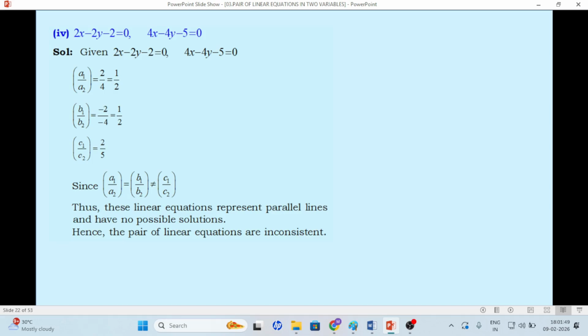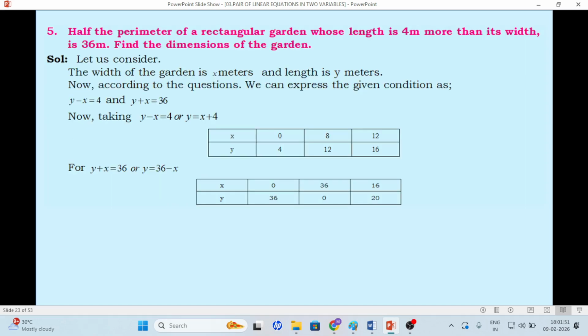These types of questions we are going to discuss. Half the perimeter of a rectangular garden whose length is 4 more than its width. So we are going to prepare the linear equations.